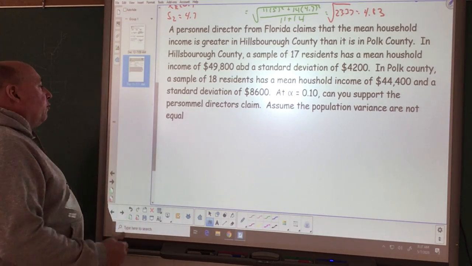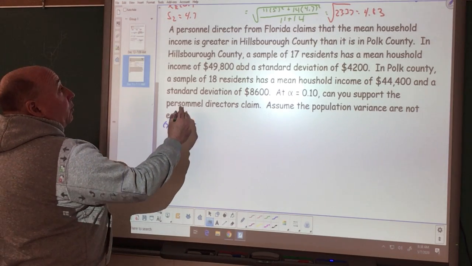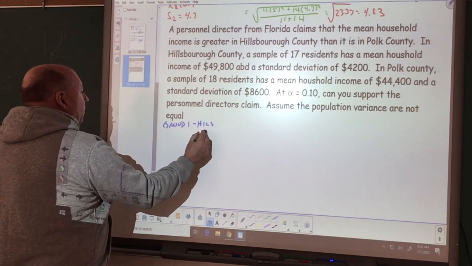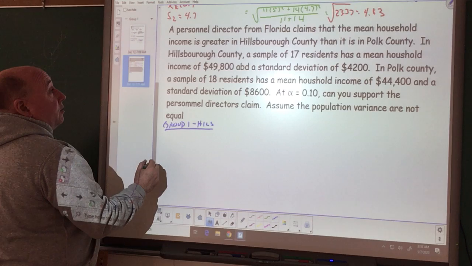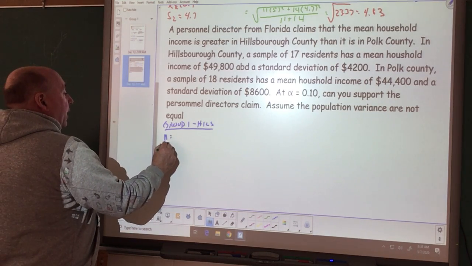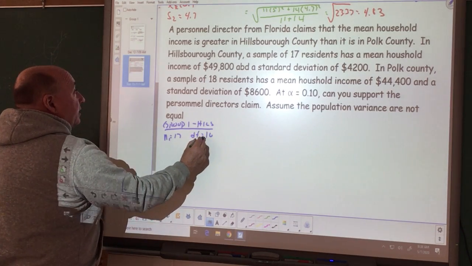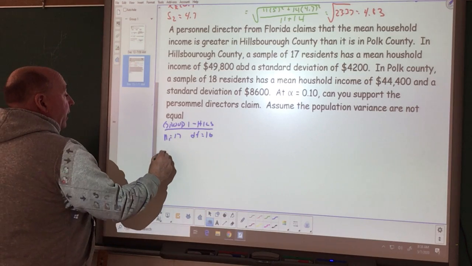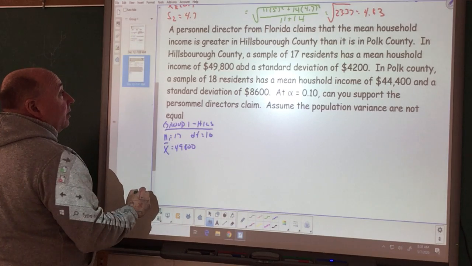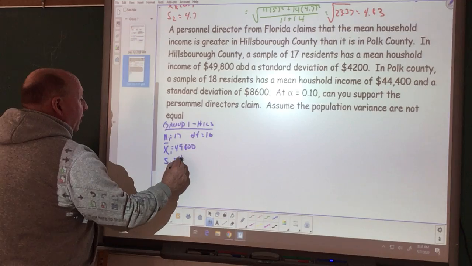Okay, we have group 1, which I'm going to say is Hillsborough, because it comes first. n1 is equal to 17, which means degrees of freedom is 16. Their income is 49,800. Standard deviation 4,200.